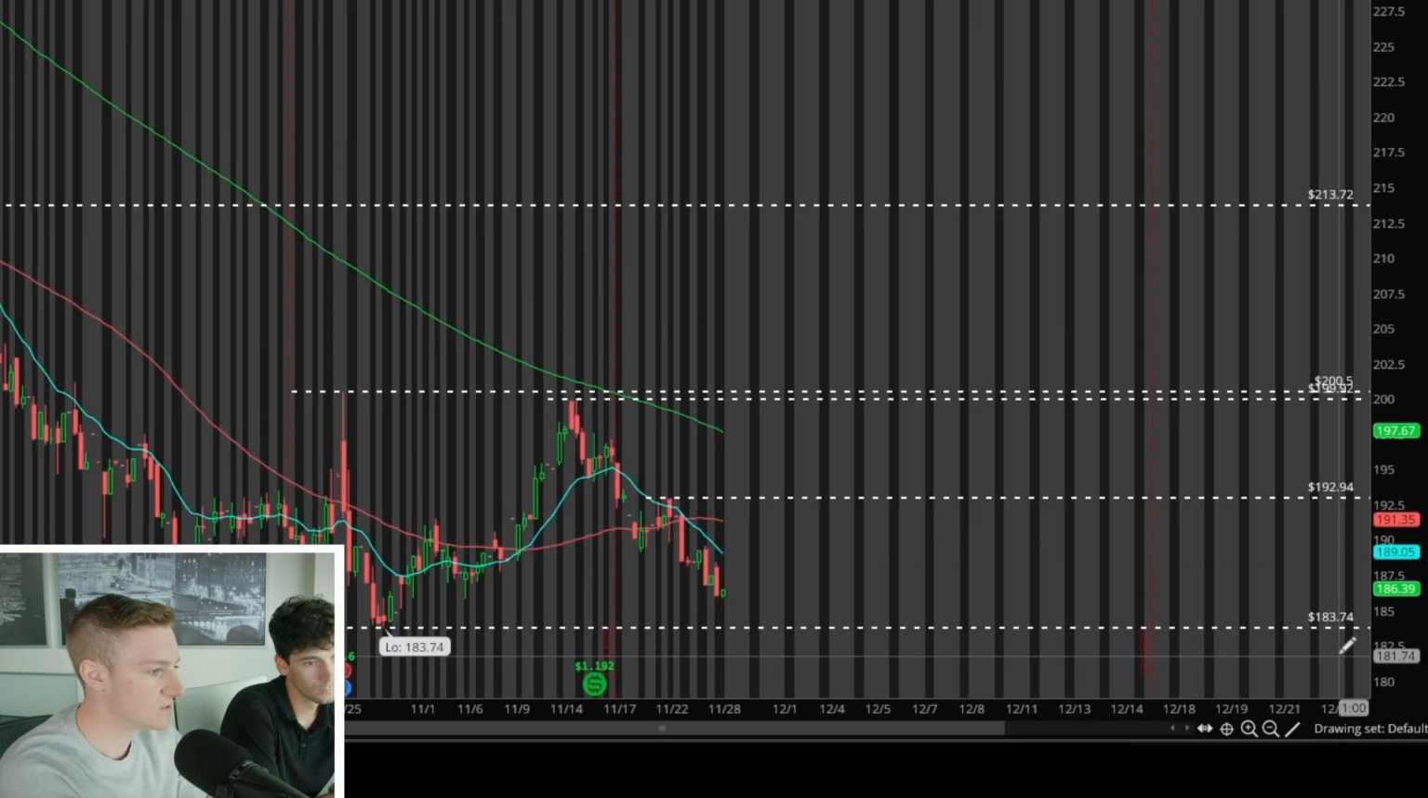But let's say theoretically, we're going to play a move back down to 183.74. And let's say theoretically, we'll get stopped out at 205, which would be an awful trade. But let's use those levels, and I want you to run through the Analyze tab on your own.